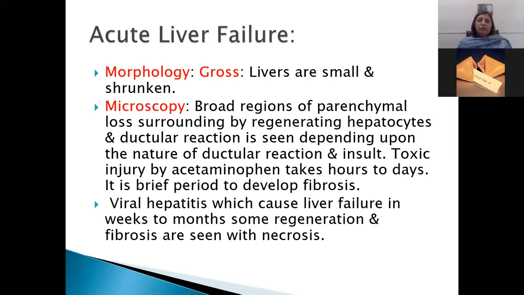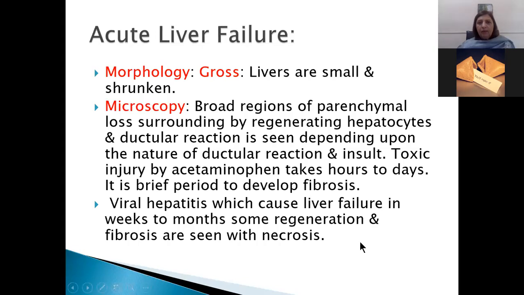So in acute liver failure, what a pathologist is going to see in a liver biopsy is areas of degeneration of liver parenchyma or hepatocytes surrounded by regenerating hepatocytes, and ductular reaction is seen as well. Ductular reaction means that there is formation of many small bile canaliculi or bile ducts. In viral hepatitis, which causes liver failure over weeks to months, some regeneration and fibrosis can be seen. So in case of acetaminophen, which causes acute liver damage, you do not see any fibrosis. But in case of viral hepatitis, fibrosis can be seen in acute liver failure as well.